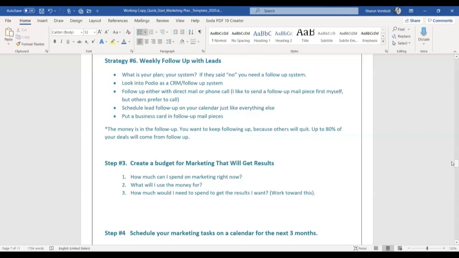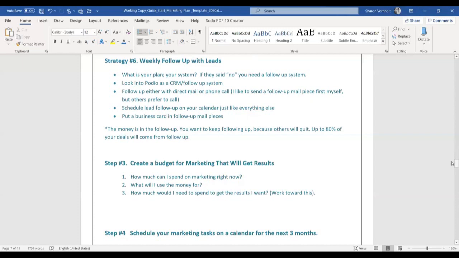So let's just say you have $1,000. What are you going to use the money for? Well, maybe you're going to use $100 a month for a website. You figure you'll spend $20, $30 a month getting into different networking events or buying a meal, or maybe that number will be $50. The rest of the money could go to direct mail.